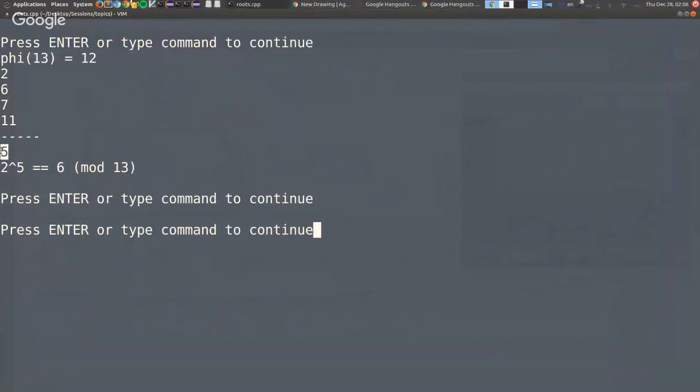So as you can see, here's the discrete logarithm, and we have this equation: 2 to the power 5 is equal to 6 mod 13. We can already see that 2 to the power 5 is 32, and if we take the nearest multiple of 13, it's 26, so the difference is 6, as expected. So basically this is how we find the discrete logarithm of a number.